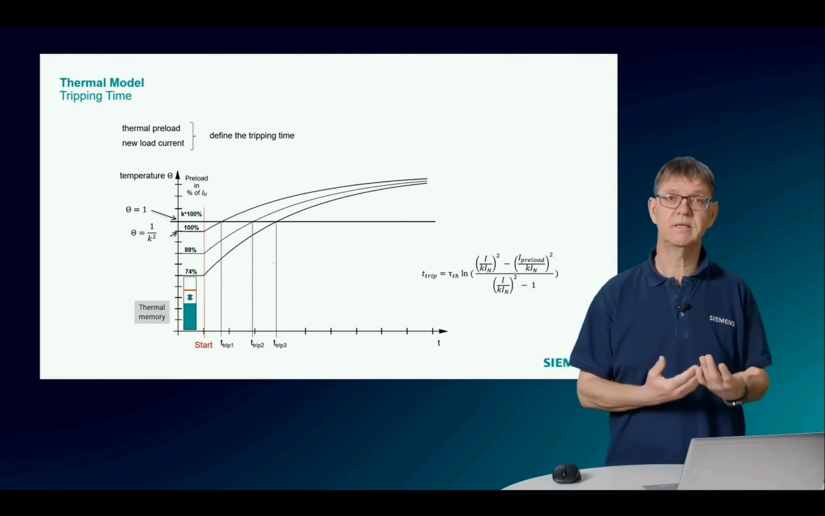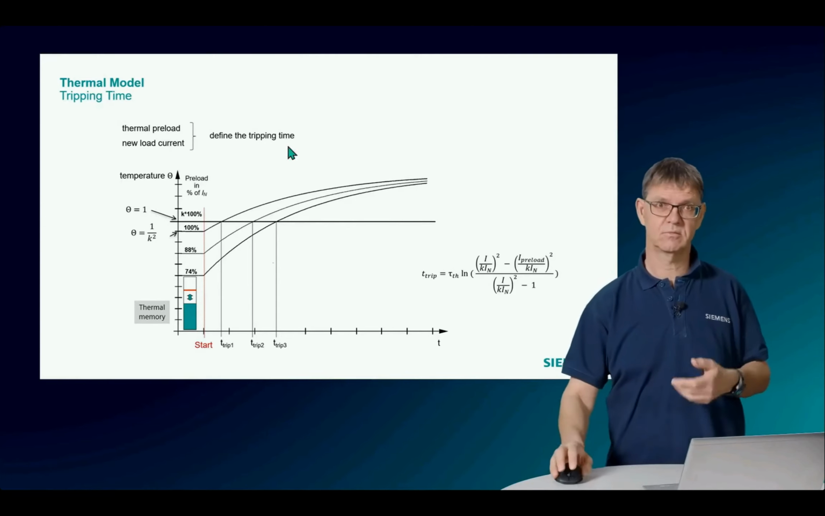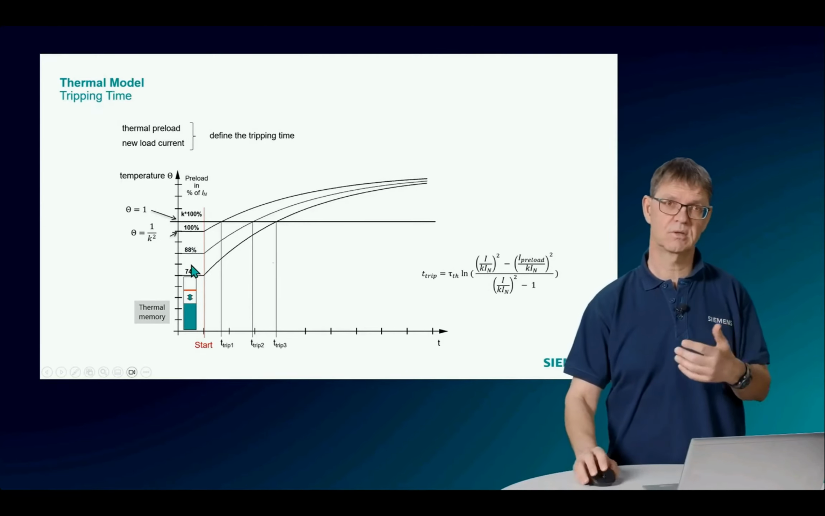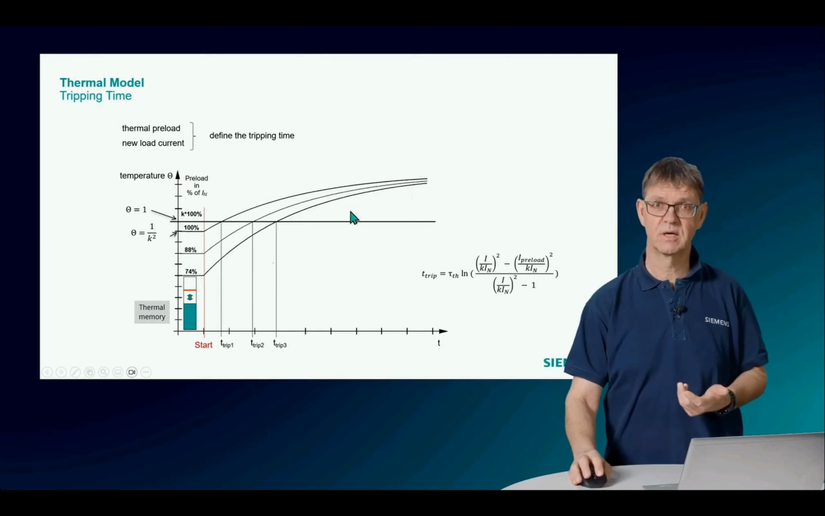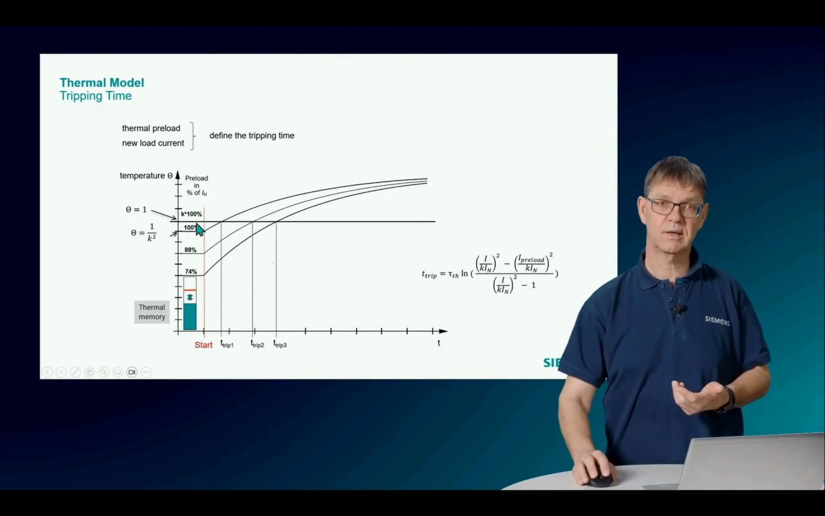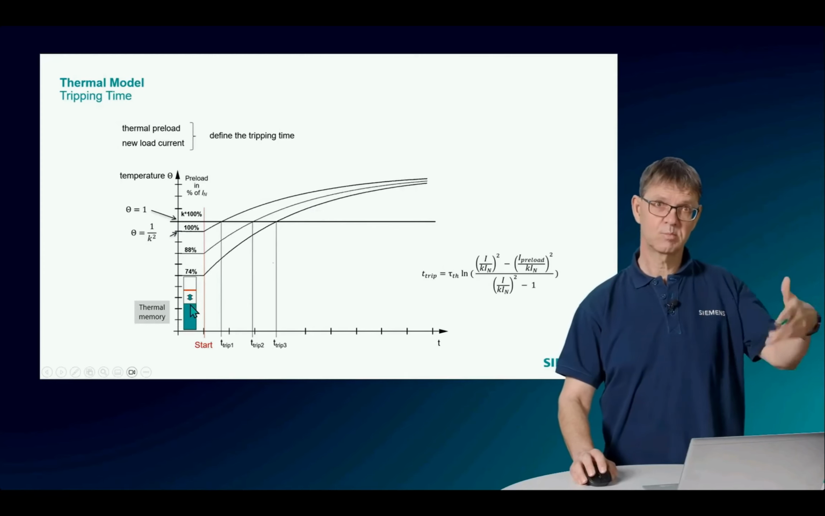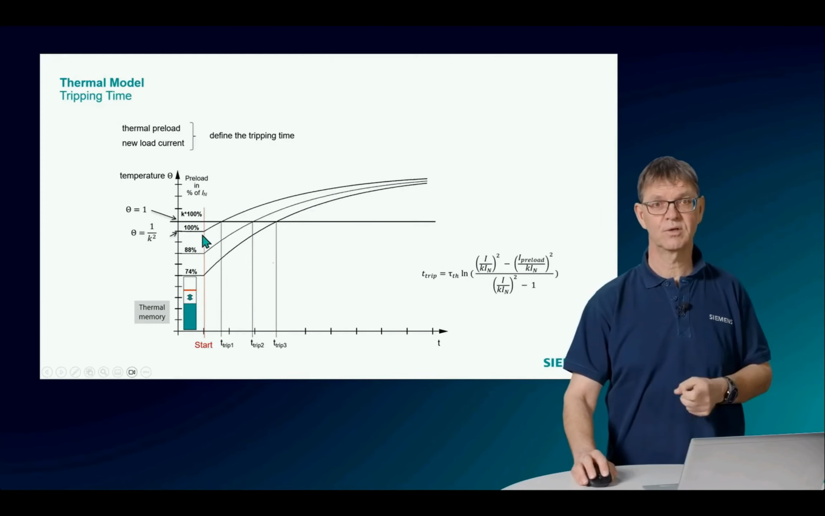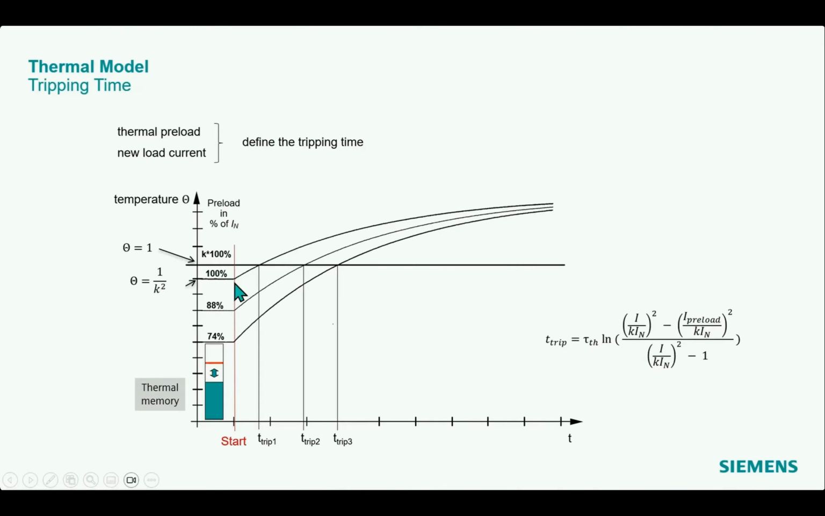Now, depending on the status, if we get an overload situation, a high current that brings us beyond the maximum threshold which is allowed, then it depends on the preload situation. So if we are very close already to the maximum temperature because there was already a big current flowing, then I have a small tripping time. If there was rather small current flowing for a longer time, then I have a longer tripping time.